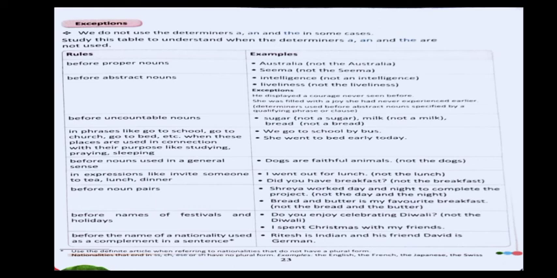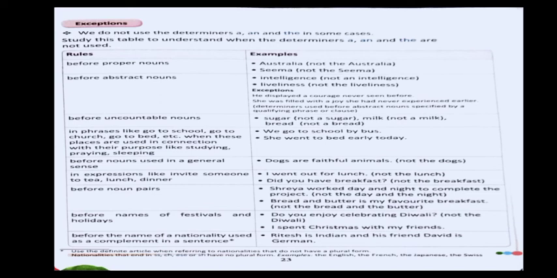The first rule is before proper nouns. Okay, now see. We do not use the determiners a, an and the in some cases. Now we are not using articles in certain cases. Now what are those cases? Let's see. Before proper nouns. Proper noun, you know that it's a particular or specific name that is given to someone or to something. Okay. So, in front of Australia, you can say, America, you can say, we do not use any article in front of such places.